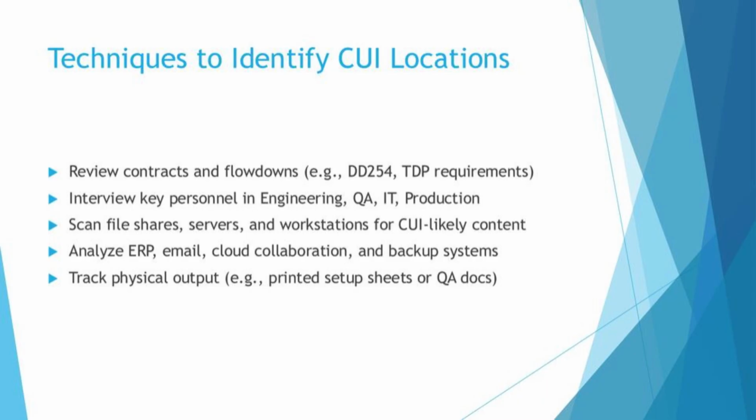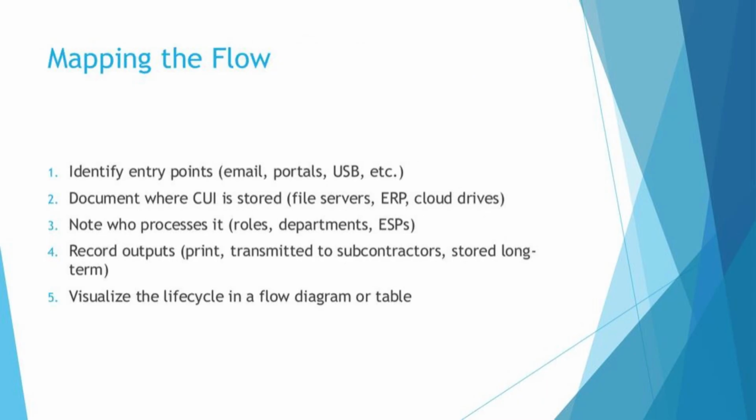Once you've found all these potential locations and flows, how do you represent it visually in a way that helps with CMMC? The map needs detail and clarity. Clearly mark the entry and exit points you identified. Show all the storage locations, servers, cloud drives, databases, maybe even specific shared mailboxes, and ideally color code or label them by their CMMC asset category, CUI asset, SPA, etc. Identify the processors, not just systems, but the roles, departments, or specific ESPs, CSPs that handle the CUI at each stage. Know where CUI goes for long-term storage, archives, backups, and any physical outputs.